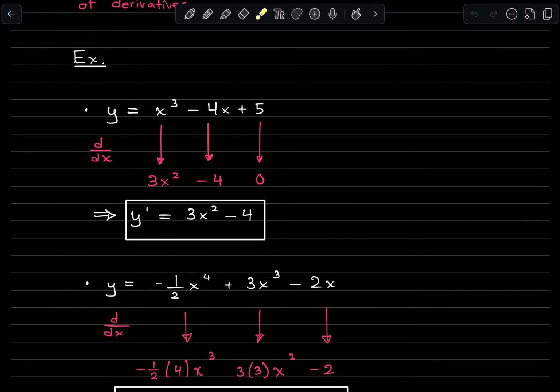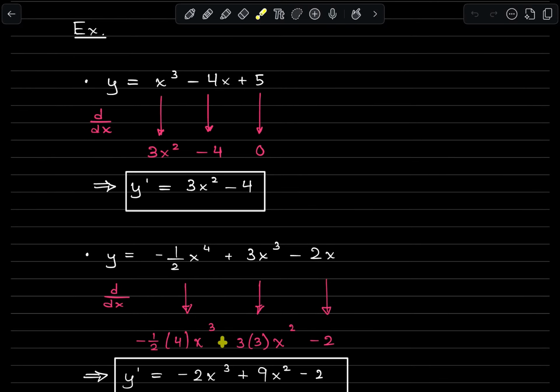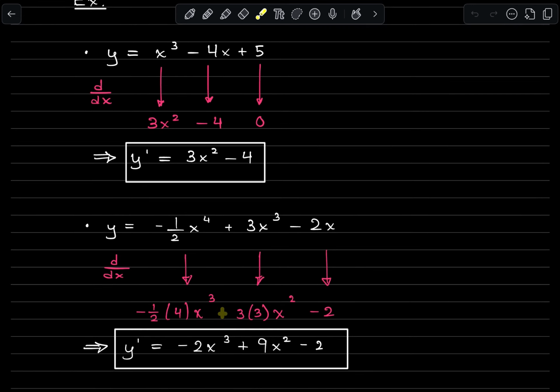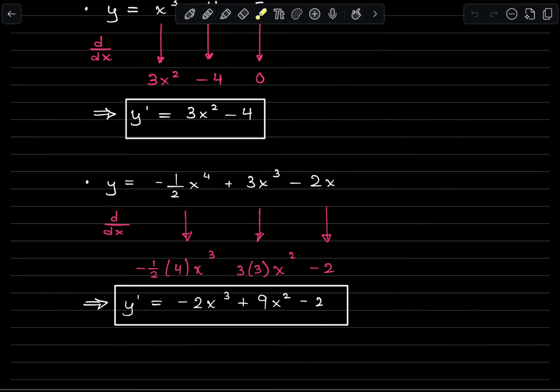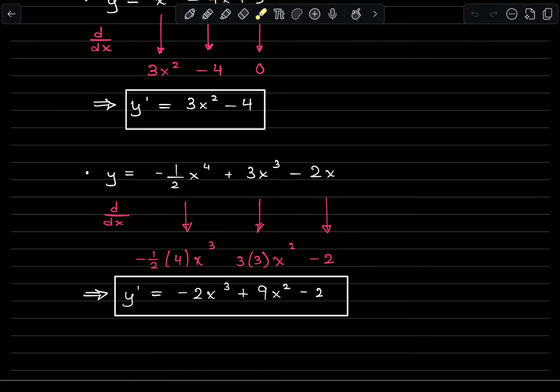And then we just put these all together. This is a positive term, so we're just going to put a plus sign between those two. Go ahead and simplify. Negative 1/2 times 4, negative 2x cubed for our first term. 3 times 3 will give us a 9x squared over here. And then we have a negative 2 at the very end. Okay, so that's the sum and difference rule. Pretty straightforward, also very useful, very powerful.